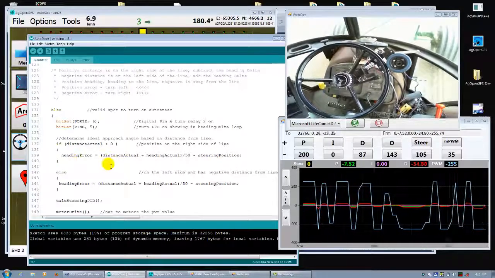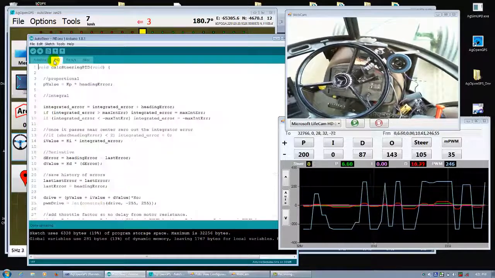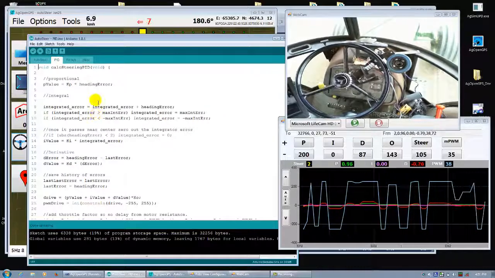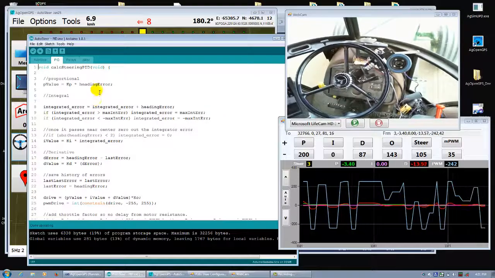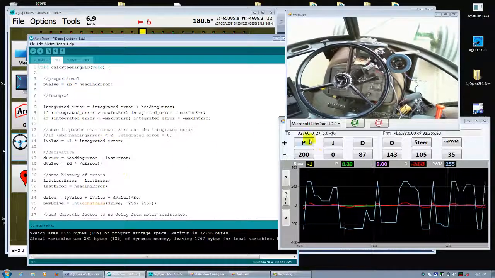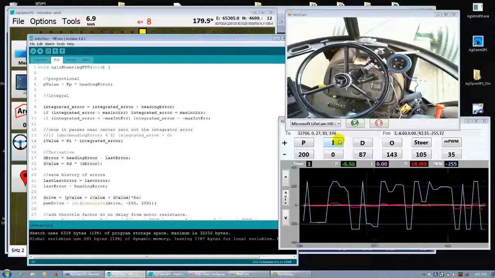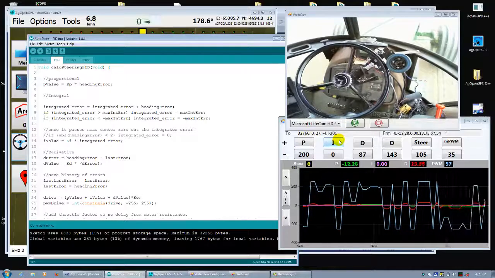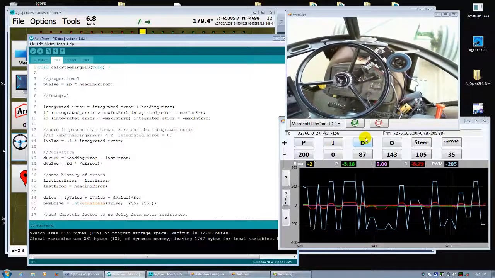And from that heading error, for the PID, you just subtract, well, nothing. That becomes your heading error. Multiply that by your proportional value and your derivative value. And as you notice, there's no integral value, and it works just fine. So there's no integral term to worry about.